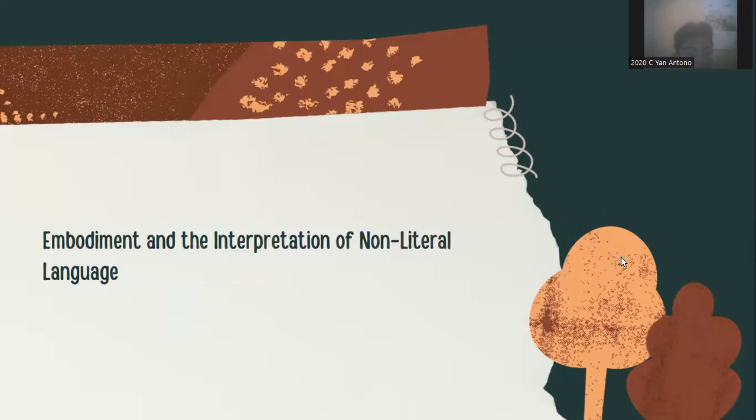The next one is embodiment and the interpretation of non-literal language. Embodiment refers to the idea that our understanding of language and thought is grounded in our physical experiences and perceptions. This view suggests that the interpretation of non-literal language is based on our embodied experience, and the ways in which we use our bodies to interact with the world.